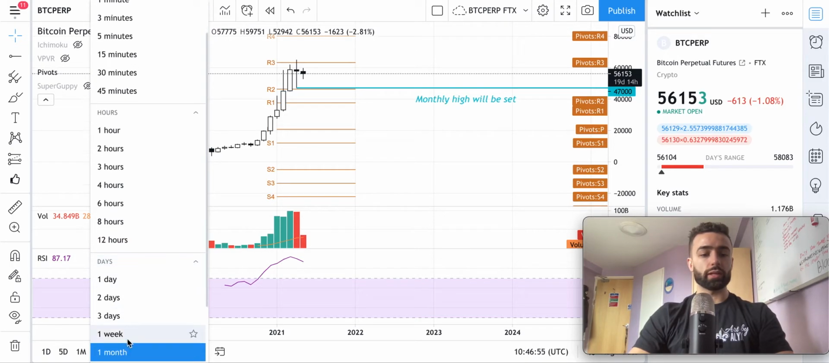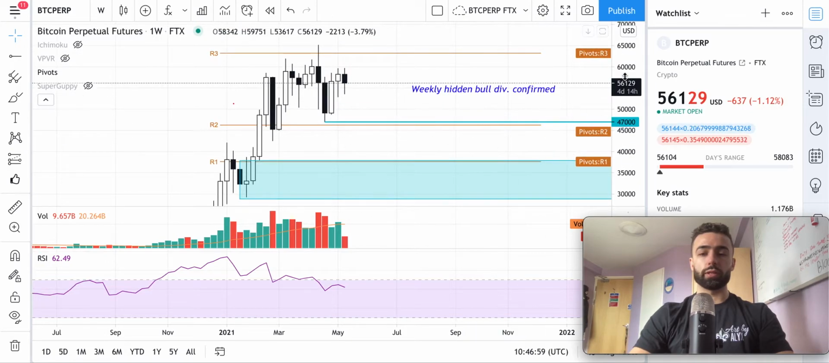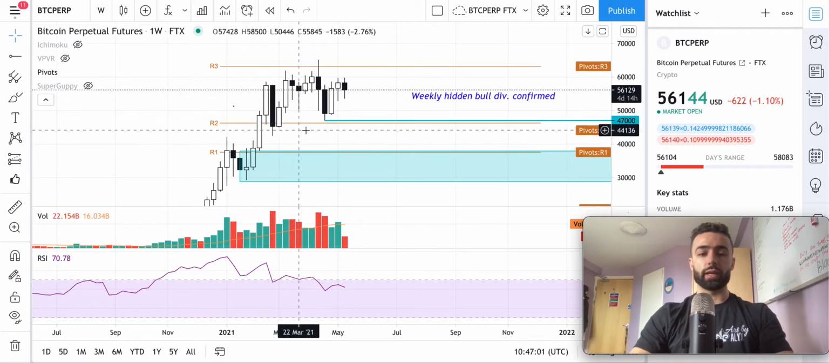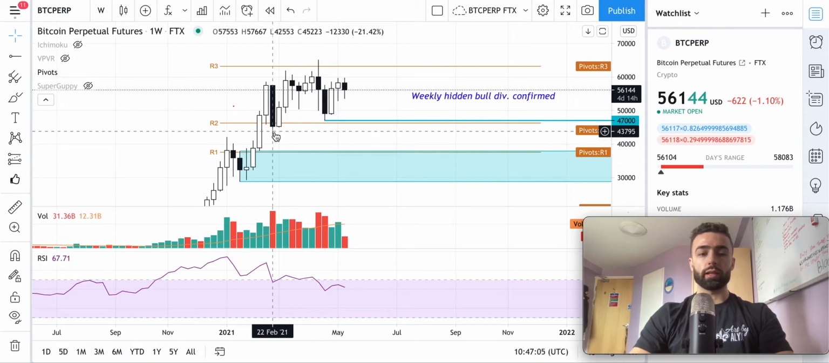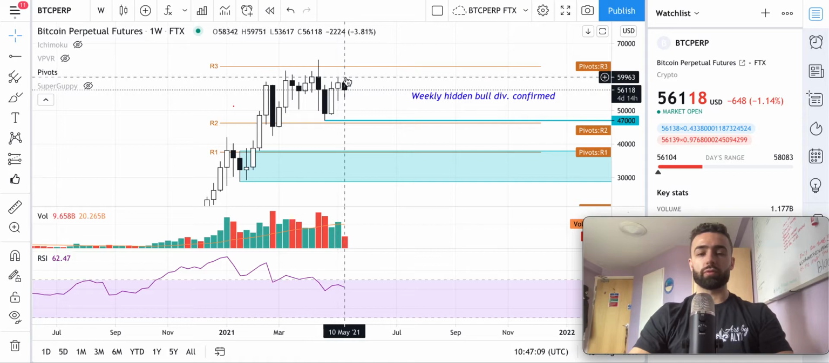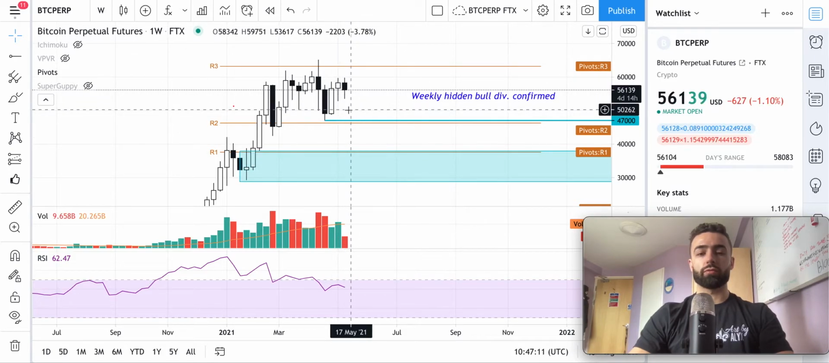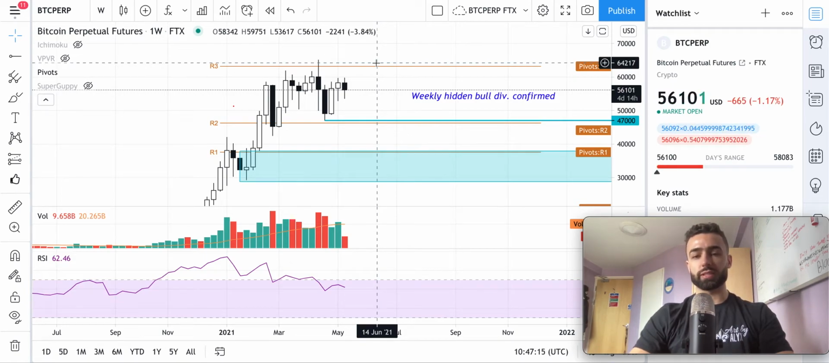If we go to the weekly time frame, the weekly time frame is looking more bullish than the monthly. We have the weekly hidden bullish divergence here on the RSI making a lower low, and then the price making a higher low. Now we could come up, form a lower high here, come down, form a higher low, and then come up for a higher high. That's probably the bull's best case scenario.